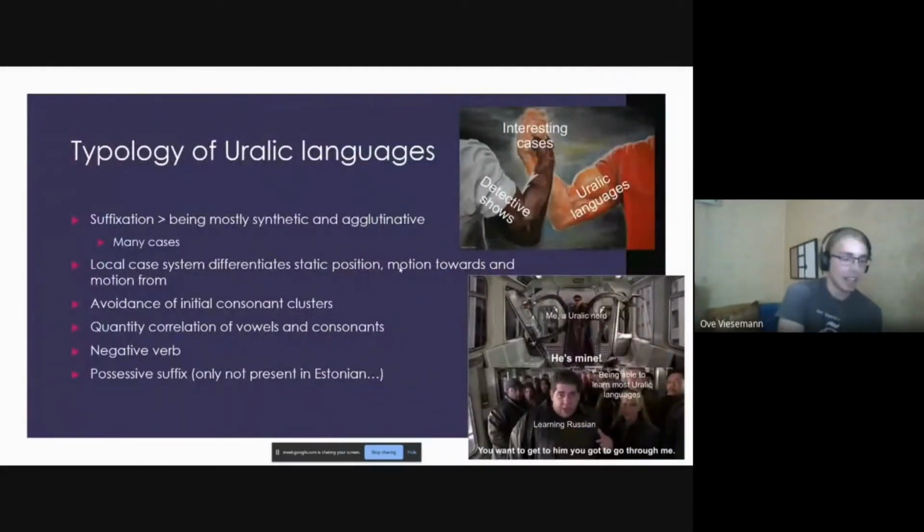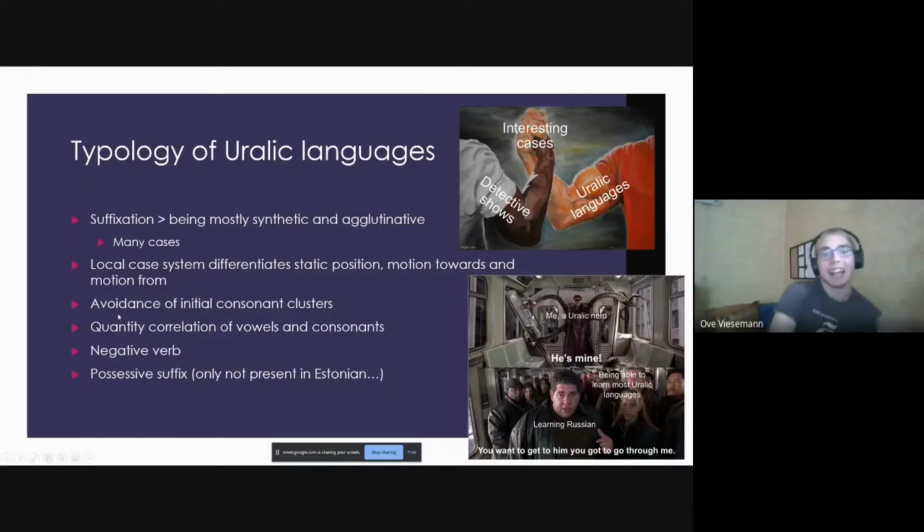Anyway, typology of the Uralic languages. Uralic languages strongly suffixate, as they are mostly synthetic and agglutinative. There are many cases, and detective shows and Uralic languages have one thing in common: interesting cases. The local case system differentiates static position, motion towards, and motion from something. And many Uralic languages have several sets of these three. Estonian has exterior and interior local cases.